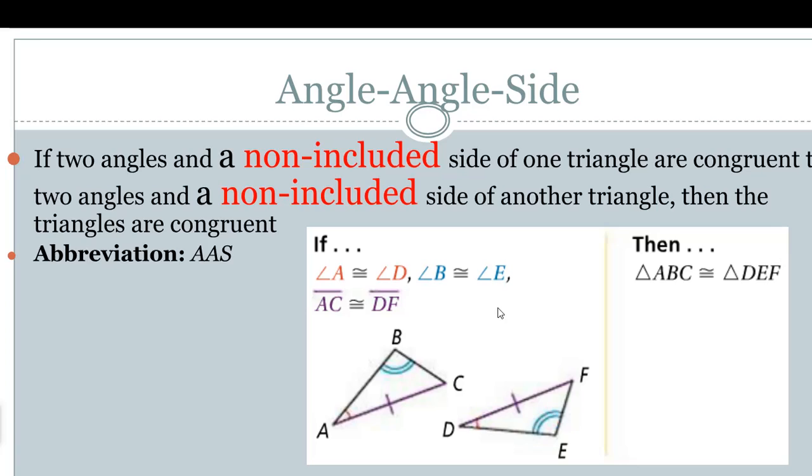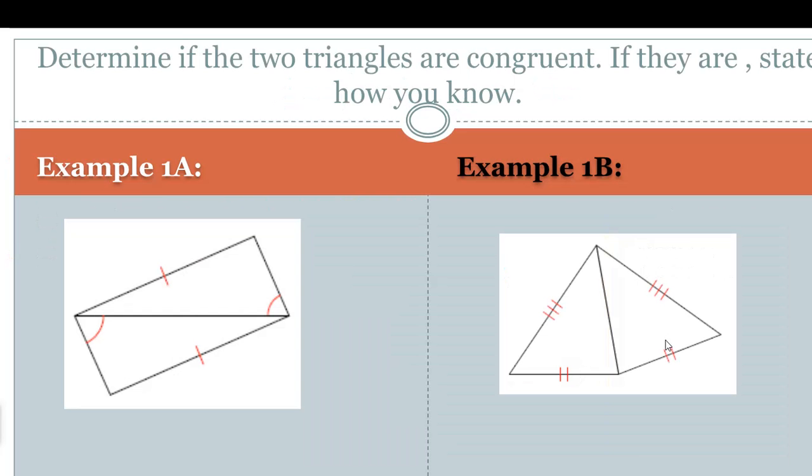So we have four ways: side, side, side, side angle side, angle side angle, and angle angle side. So let's look at some examples here, determine whether triangles are congruent or not. So let's look at this first one here. Determine if the two triangles are congruent. If they are, state how you know they are. Okay, so let's look at this one here.